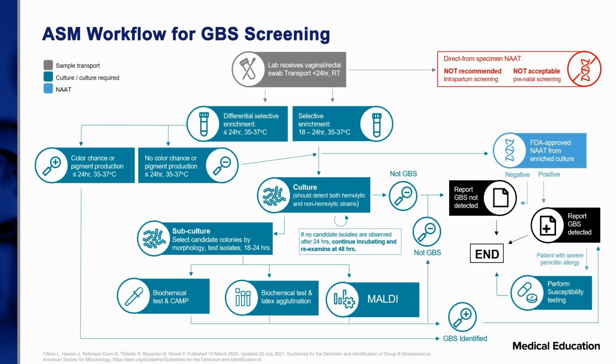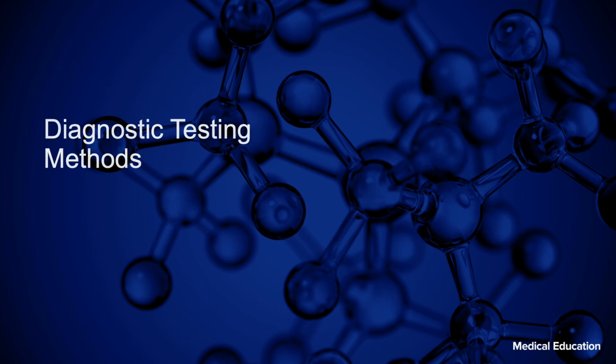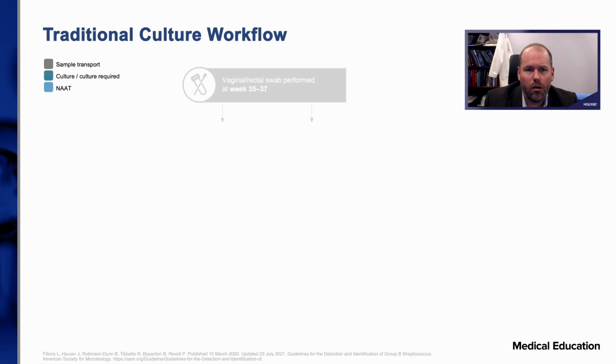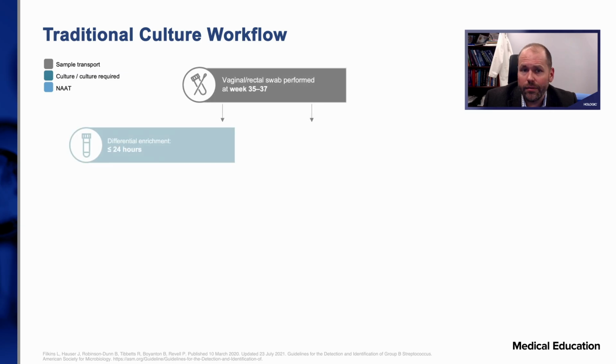And so now on to the different methodologies for diagnostic testing. So talking more about the laboratory and what is done in the lab for GBS identification. And so when we think about the traditional workflow in the lab, we get that swab, and we just talked about this, right? We have the differential enrichment that has a color change.